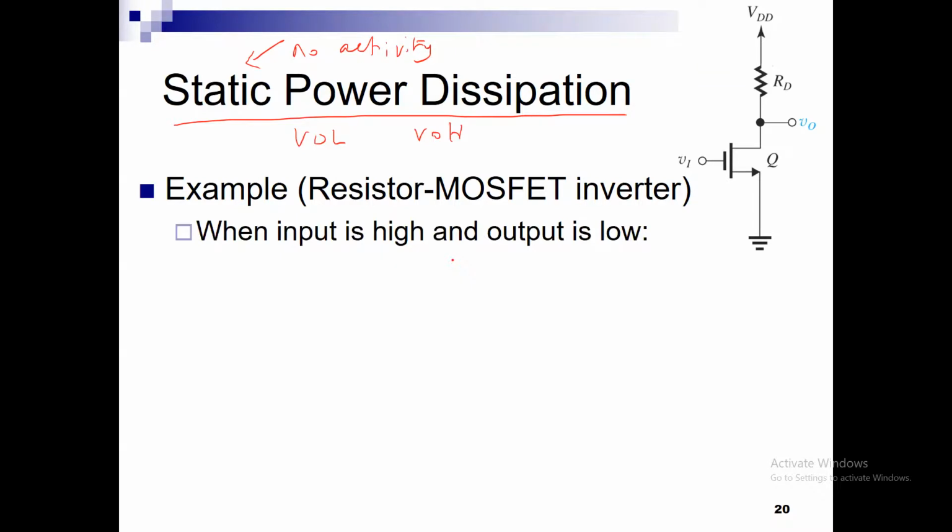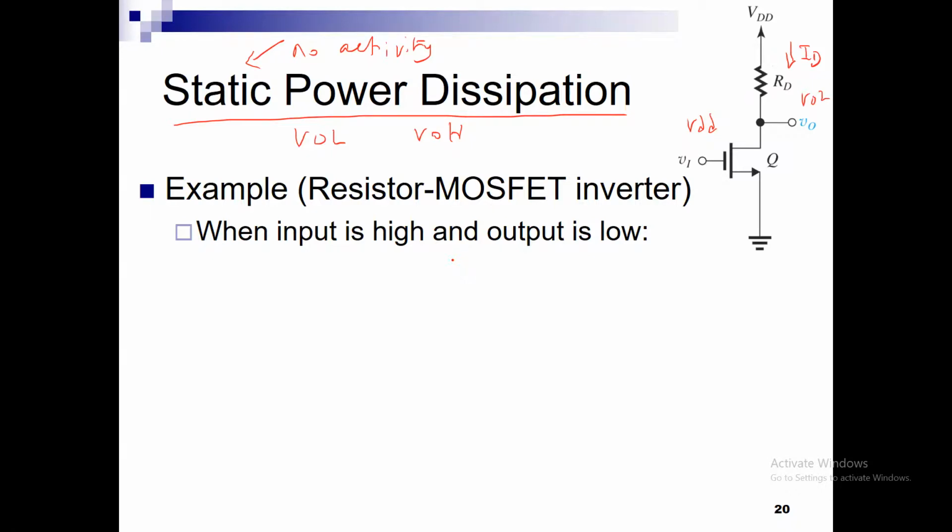So let us look at the inverter. When the input is high, meaning VDD in this case, and the output is low, VOL, what is the current ID that is flowing from VDD? Do I have a current ID that is flowing from VDD? What is it? Zero. VDD minus VOL over RD. So for the output is VOL.